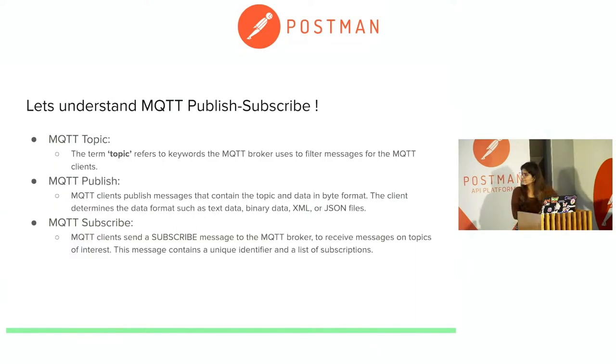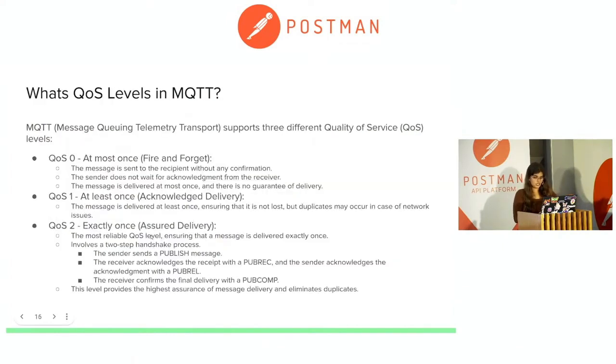So let's understand MQTT publish-subscribe. The MQTT topic refers to keywords that the MQTT broker uses to filter messages for the MQTT clients. With MQTT publish, clients publish messages that contain the topic and data in byte format. The client determines the data format, such as text data, binary data, XML, or JSON files, right? And for MQTT subscribe, MQTT clients send a subscribe message to the MQTT broker to receive messages on topics of their interest. This message contains a unique identifier and a list of subscriptions, right?